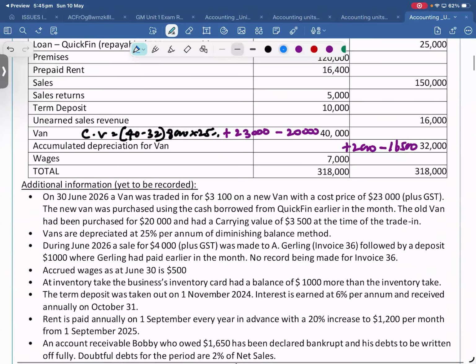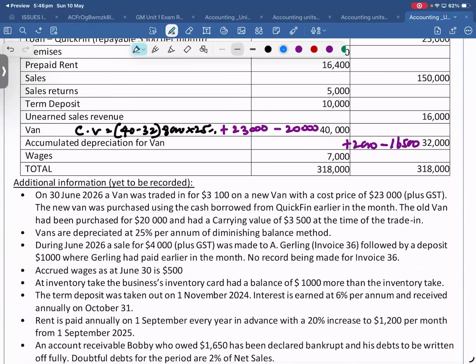During June, a sale of 4,000 plus GST was made to A. Jelin, followed by a deposit of 1,000, where Jelin had paid earlier in the month. No record being made for invoice 36.